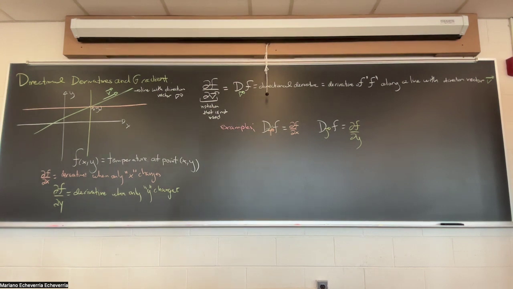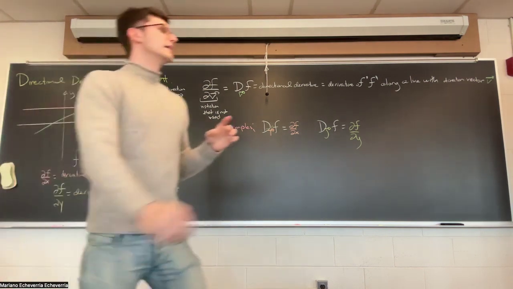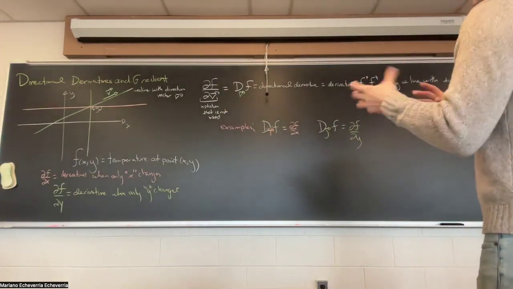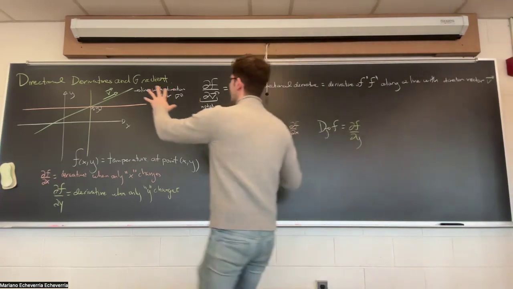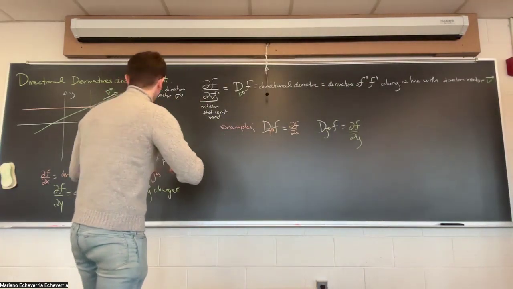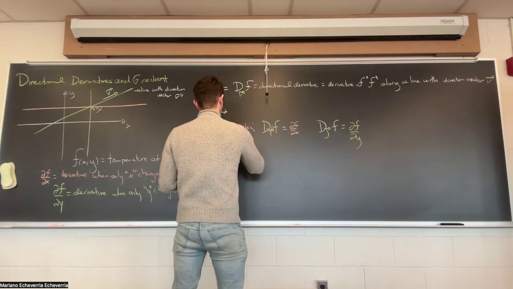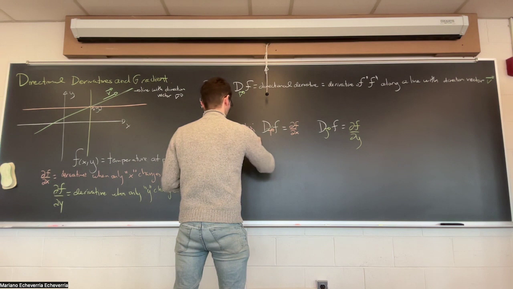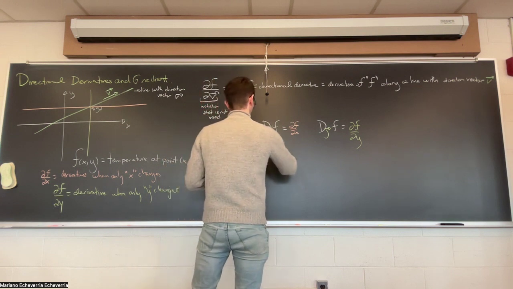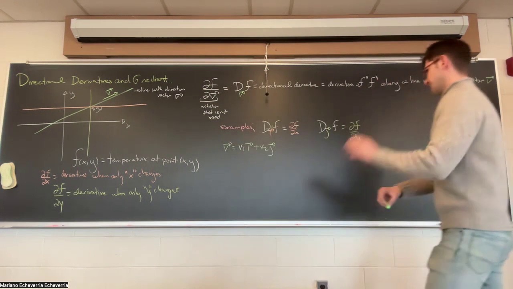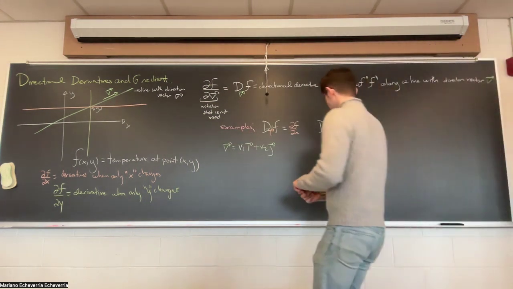The way I'll give you the formula is a cute trick involving the chain rule. What's the idea? Let's think about this direction v in terms of i and j. The direction vector has two entries.